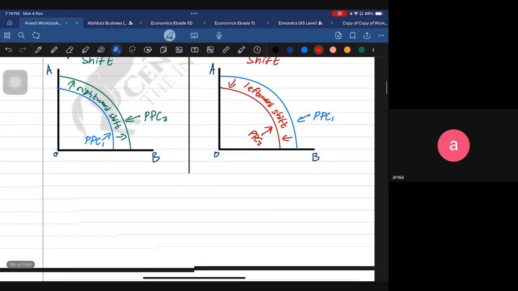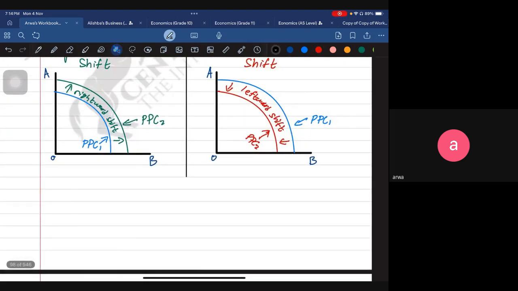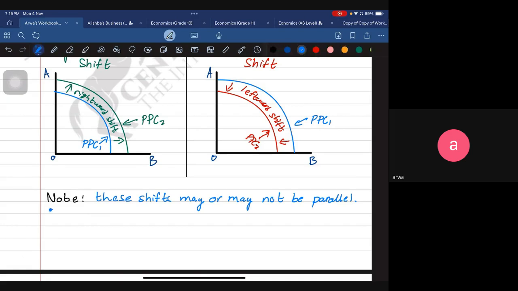Now there is a note that I want to add here. These shifts that we are talking about may or may not be parallel. Right now, these are considered parallel shifts that we have made.